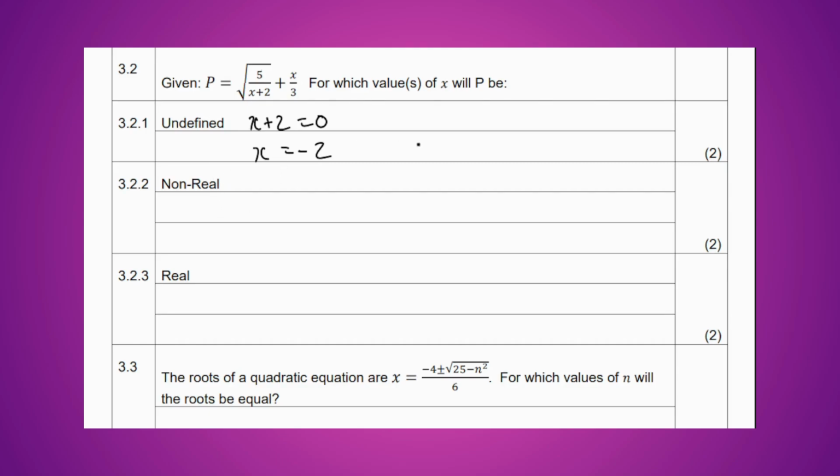Then where is it non-real? Okay, dividing by 0 is not non-real. Undefined is separate. Non-real has to do with a negative under a root. Okay, so 5 can't be negative. So it's basically where this is negative. Where x plus 2 is negative, negative is less than 0. So it's where x is less than -2.